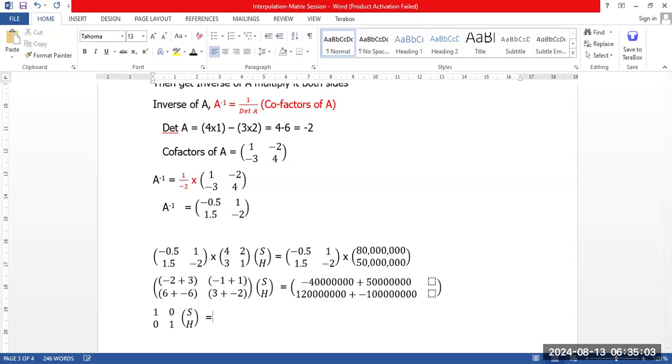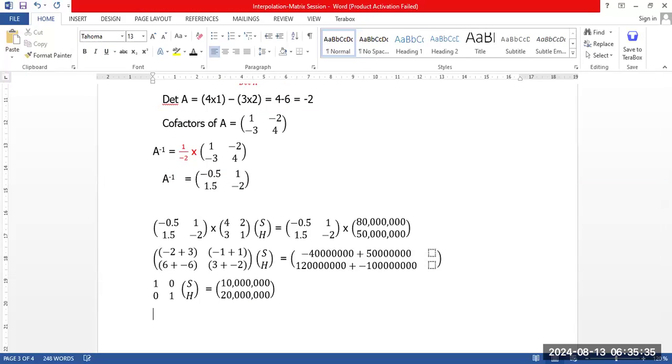Then it is equal to, if you open brackets here, what do you get? You get 10 million. The first one is 10 million, okay? Yes. Then down is what? 20 million. This is 20 million.